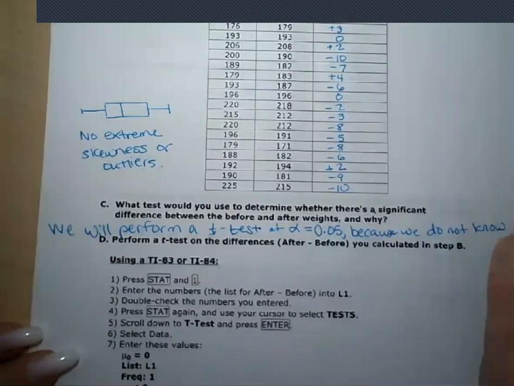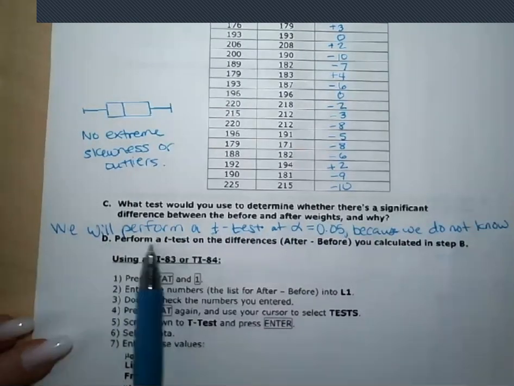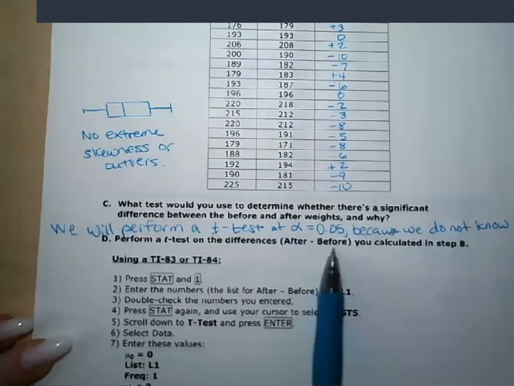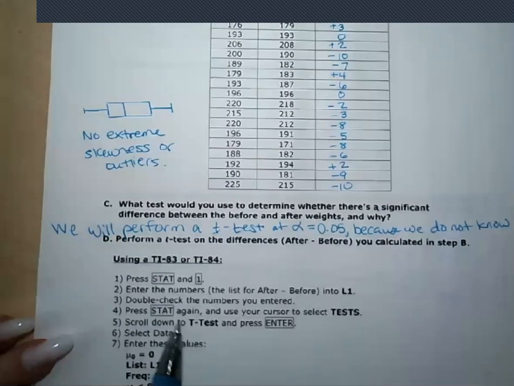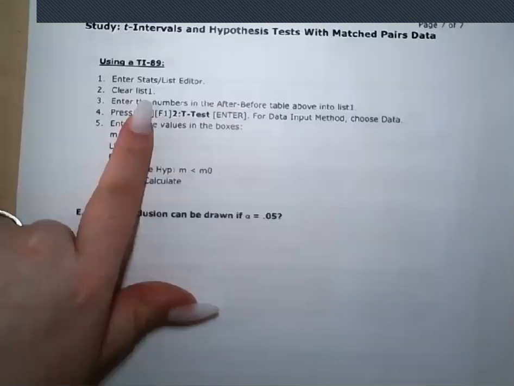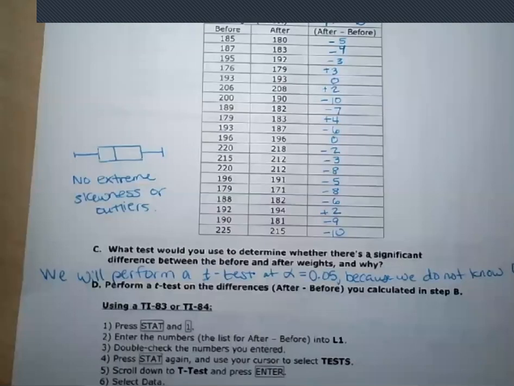Okay. And moving on now, it says perform the t-test on the differences, after minus before, that you calculated in step B. Boom, done. And they give you the directions here for a TI 83 or 84. And on the back page, they give you the directions for a TI 89 as well. I don't think any of you have a TI 89. I, of course, have a TI 84. So we'll go through this here.